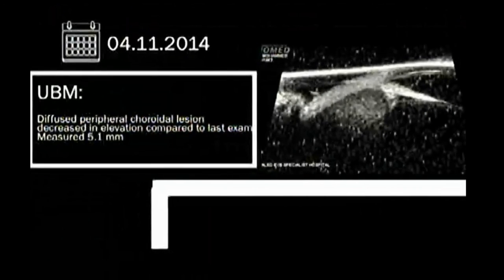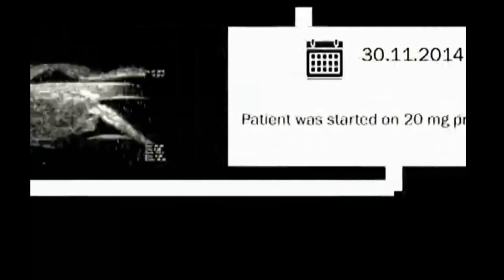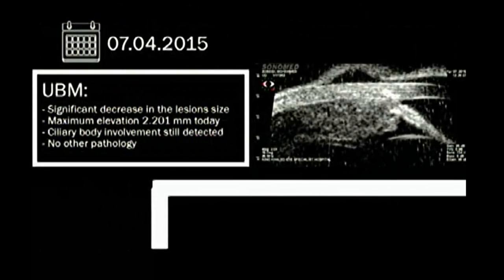On the 26th of October 2014, the patient was started on anti-TB medication. Then on November 4th, UBM came back with regressed elevation to 5.1 millimeters, which was 6.6 before. On the 30th of November, the patient was started on 20 milligrams of prednisolone, and then another UBM in April 2015 showed a regressed mass of 2.2 millimeters, and there was no other pathology.